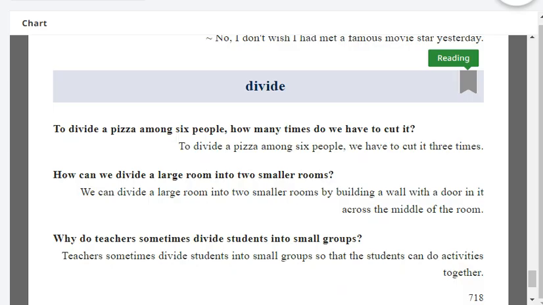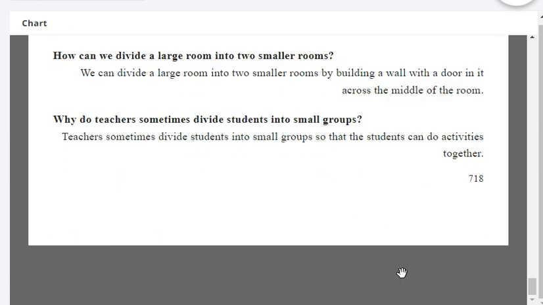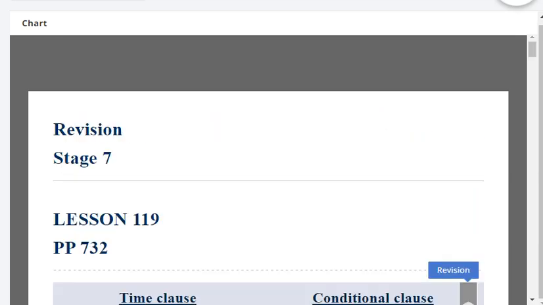Why do teachers sometimes divide students into small groups? Teachers sometimes divide students into small groups so that the students can do activities together. Very good. Okay, so that's the end of reading.